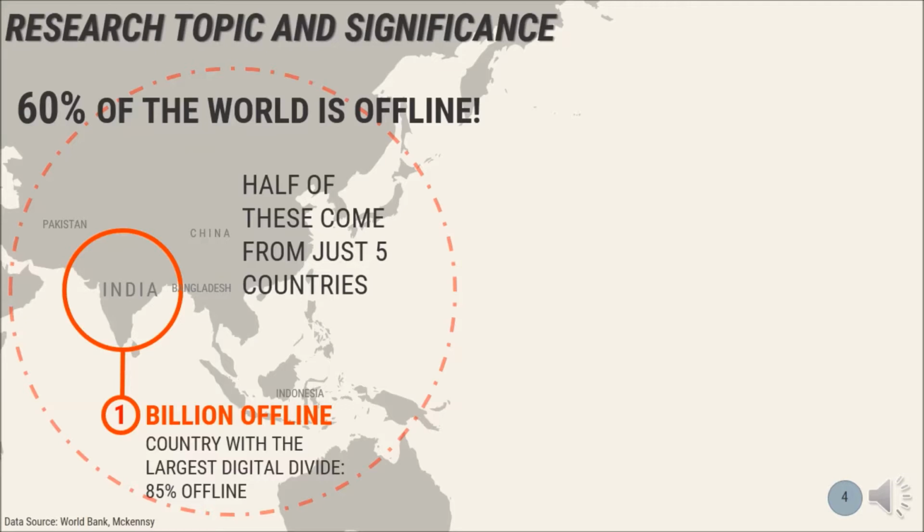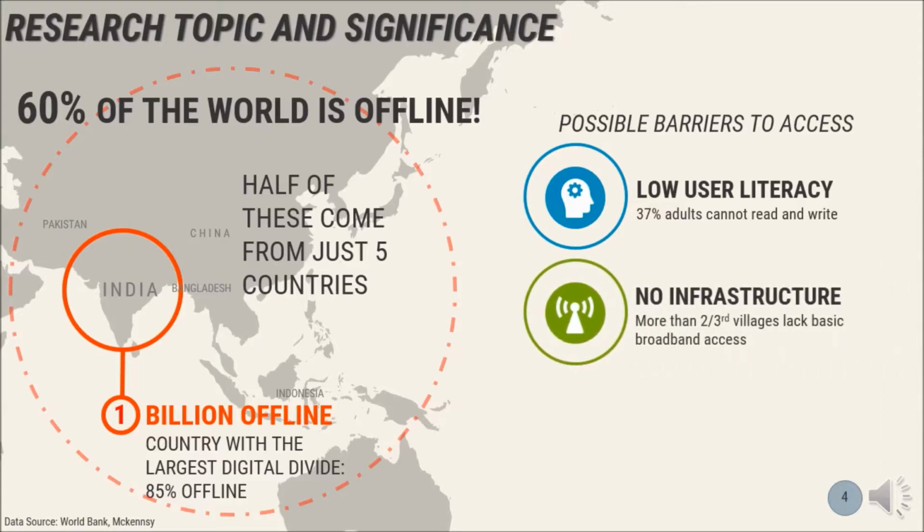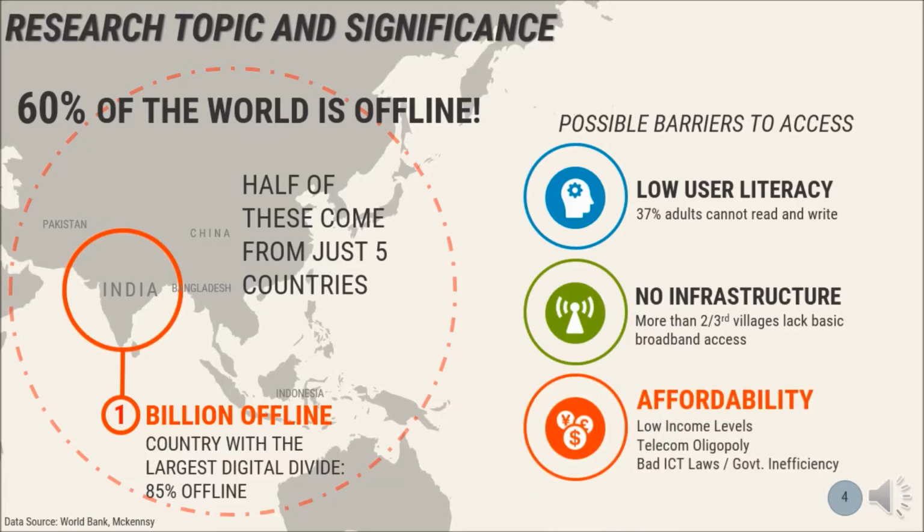According to McKinsey, there could be many possible barriers that affect internet access. Some of the major ones in India include low literacy and lack of infrastructure. However, one of the biggest barriers to access is affordability. To put this simply, it means not having enough money to buy an internet connection. This could be because of low income levels, unfair internet pricing, telecom network oligopoly, or bad laws.